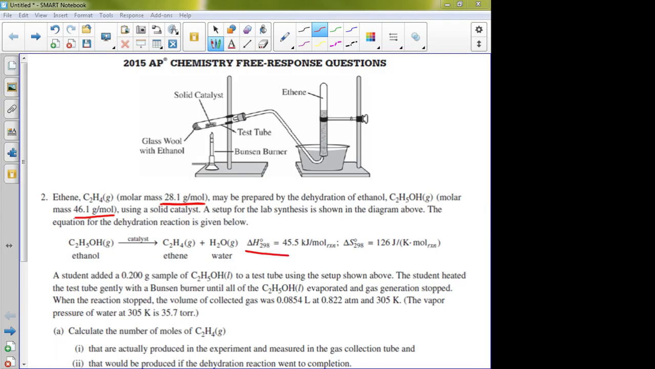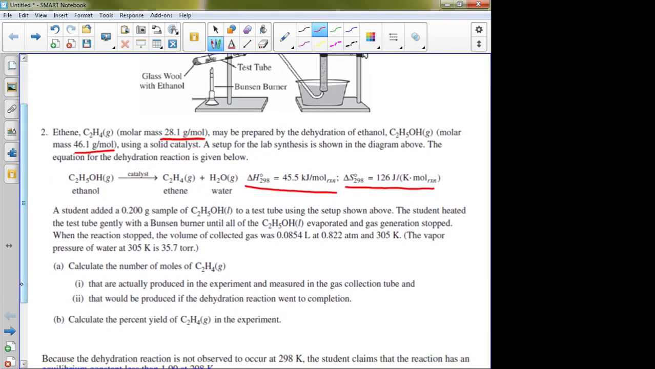Notice they give me a delta H value and they give me a delta S value. What do you think they're going to ask me to find at some point in this problem? Delta G. A student added a 0.200 gram sample of C2H5OH to a test tube using the setup shown above.